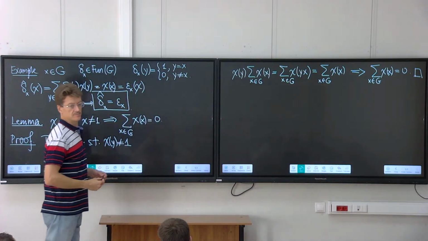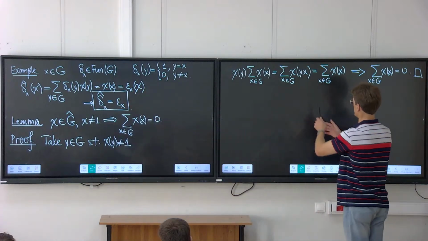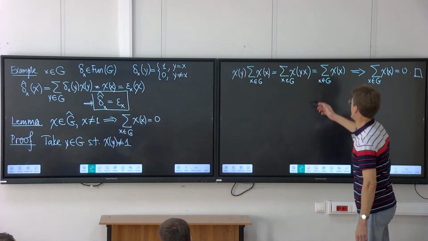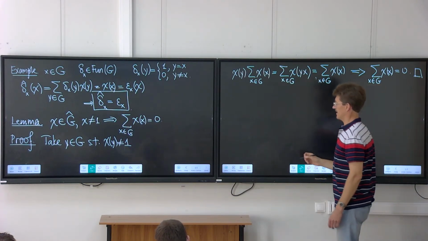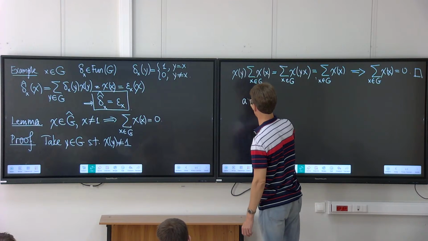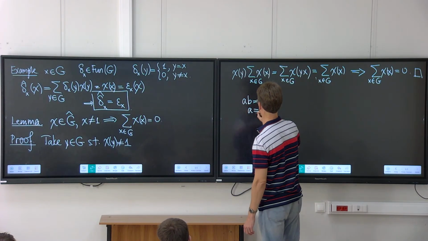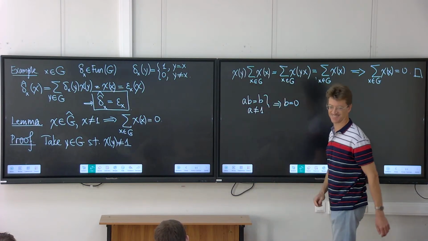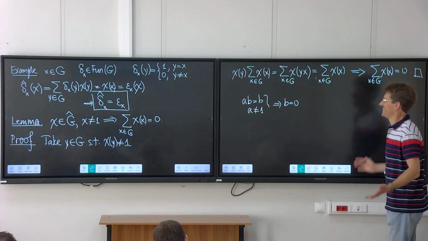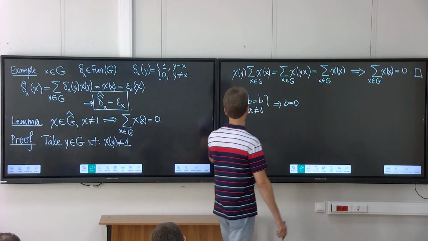Sorry, could you repeat the last step? This one, or this one? This one. Yes. Well, if you have two numbers a and b, and ab is equal to b, and a is not equal to 1, then b is equal to 0. Okay. Very easy. This is a, and this is b.